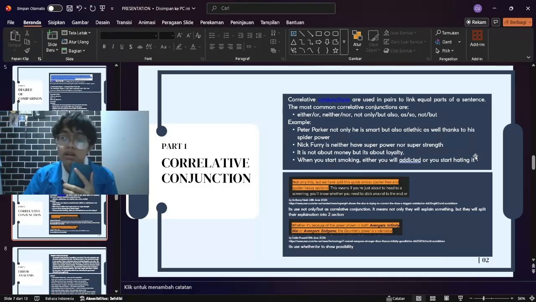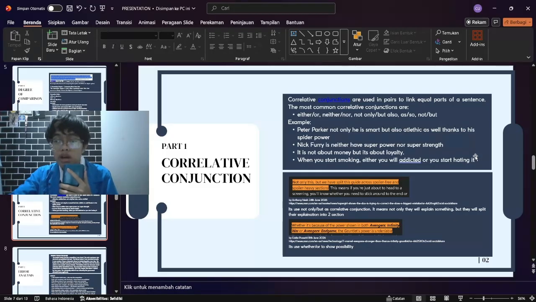Correlative conjunctions. Correlatives are used in pairs to link equal parts of a sentence. The most common correlative conjunctions are either...or, neither...nor, not only...but also, as...so, not...but. There are also other examples, but I just use these, as they are commonly known. For example, Peter Parker: not only is he smart but also athletic as well, thanks to his spider power.